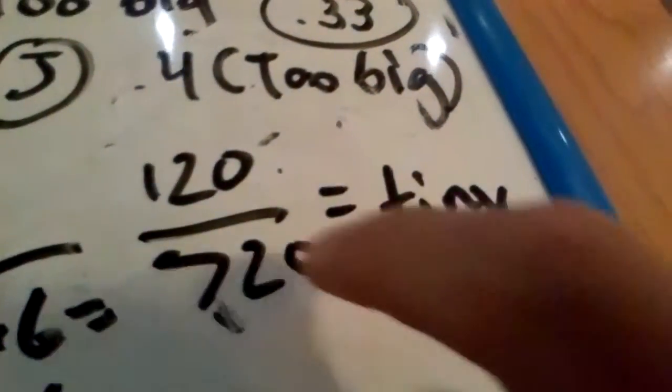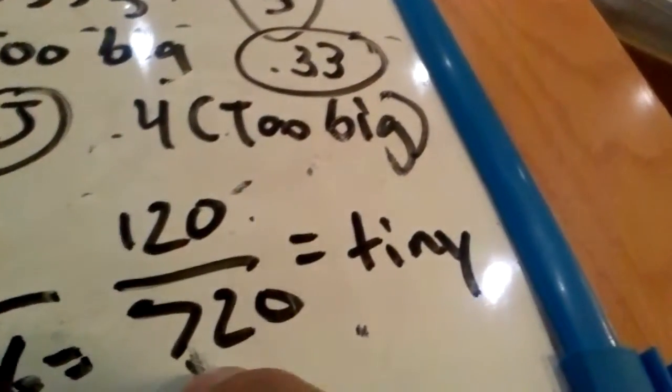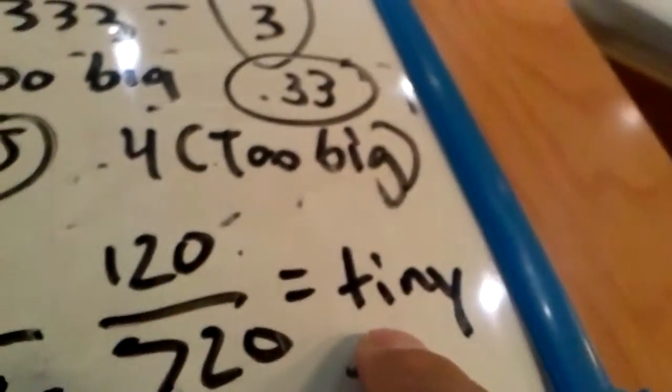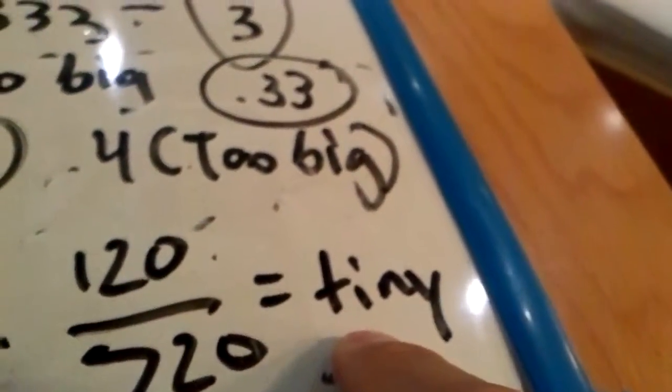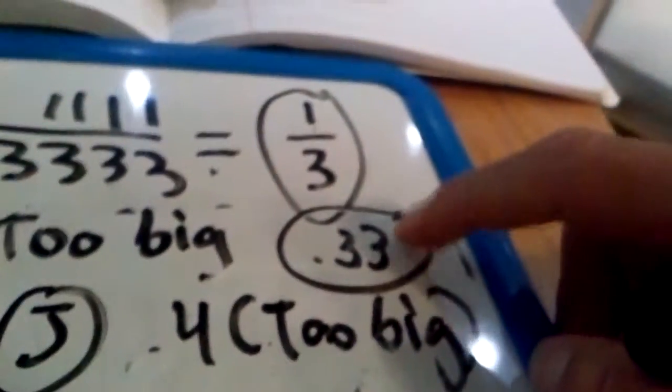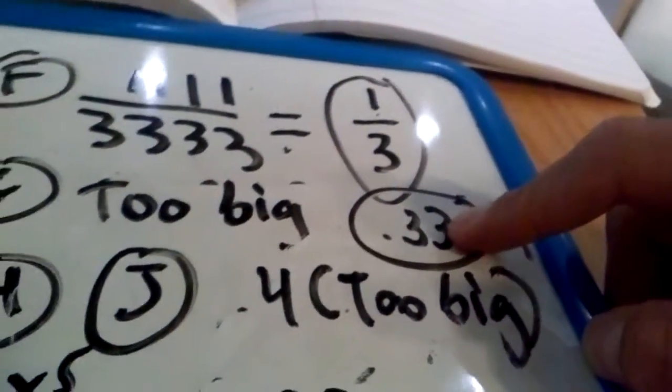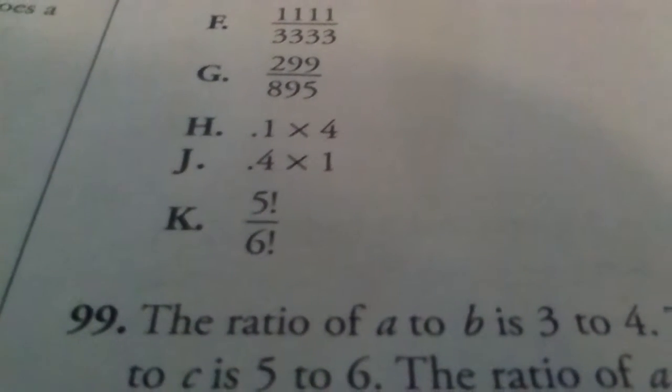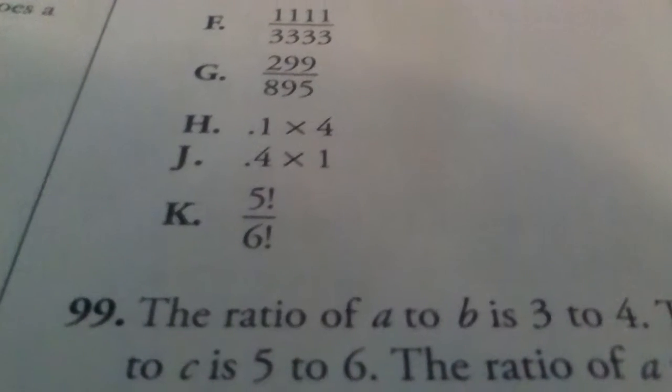That's a task for you to do. Divide 120 by 720, and you're going to get some tiny number, and you're going to see that the decimal that you get is much smaller than this decimal, which is the same as that, okay? And that satisfies our answer, and that's letter K. Just don't forget what it means when you see an exclamation point. When you see an exclamation point after a number, it means that you have to multiply every number together up to that number, including that number itself, alright?